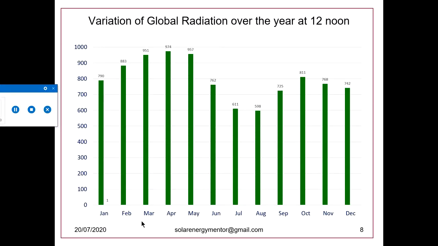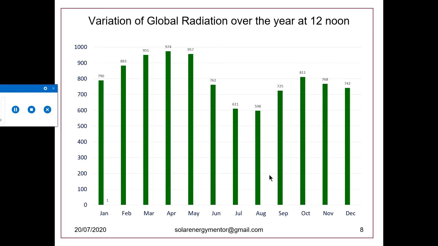So this characteristic again shows the months January, February, March, April, etc. on the x-axis till December. So January to December, these are the months in a year on the x-axis, and the global radiation intensity on the y-axis. Now we can see here in January the average solar radiation intensity is 790. In February it is 883 watt per meter square. In March 951. In April it is 974. In May it is 957, and then so on it goes on decreasing.